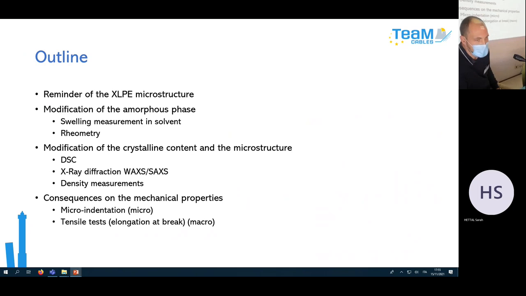And to do so, I will present different characteristic physico-chemical techniques in order to tell the story about what is going on in this material. And at the end of this presentation, I will try to make a relationship between what is occurring in the material during the degradation process and the mechanical properties of the material.